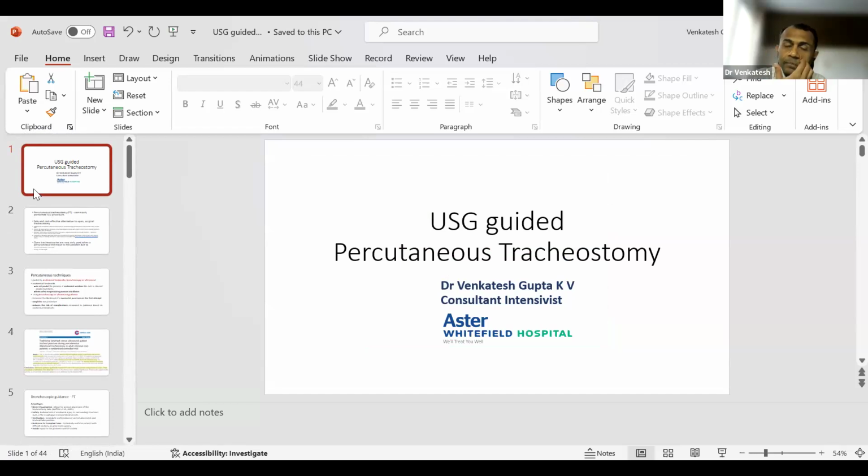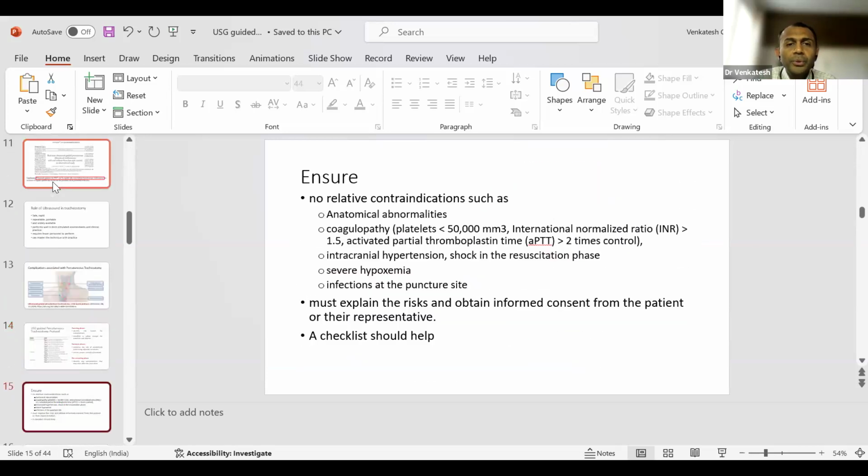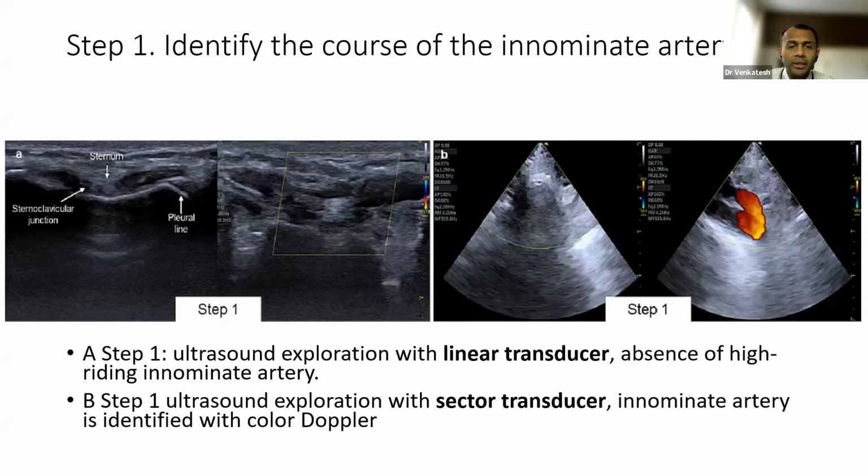Yes, sir. And I think the other thing which probably you need to mention is what is the role for the adult cardiac probe? You're mentioning only about the linear. Yes, sir. The adult cardiac probe is used where you are trying to find out the course of the innominate artery. There also your linear transducer is sufficient. If it is not capable of picking, then only you use the cardiac probe, that is a sector transducer.